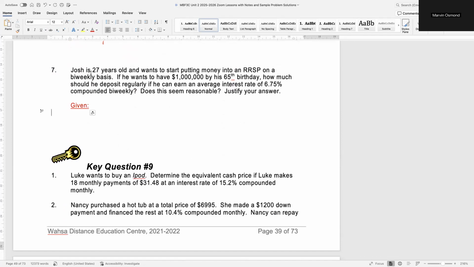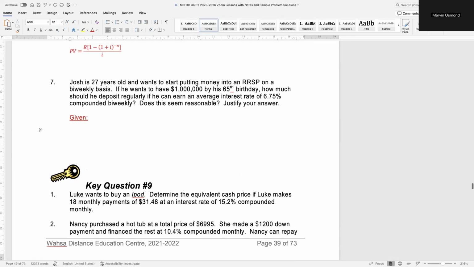So Josh is 27 years old and wants to start putting money into an RSP on a bi-weekly basis. That means every 2 weeks. If he wants to have $1 million by his 65th birthday, how much should he deposit regularly if he can earn an average interest rate of 6.75% compounded bi-weekly? Does this seem reasonable? And then justify your answer. So it's a little bit more. So what do we know?